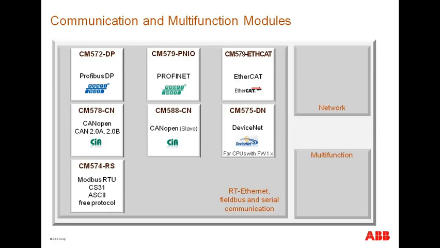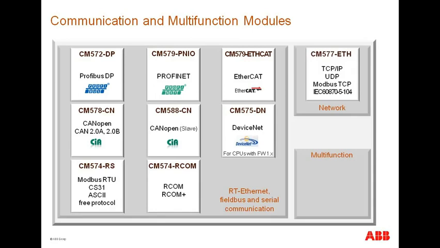CM574RS module is for realizing Modbus RTU, CS31 and ASCII protocols. And the module CM574RCOM is meant for realizing a proprietary serial fieldbus communication from ABB called RCOM or RCOM+. CM577 supports TCP/IP and UDP protocols with varied functions as described earlier in this video. It could also act as an Ethernet switch for having 2 Ethernet ports in it. Finally, DC541 is a special communication module facilitating the connectivity of high-speed inputs, and offering interrupt functionality for high-end applications.